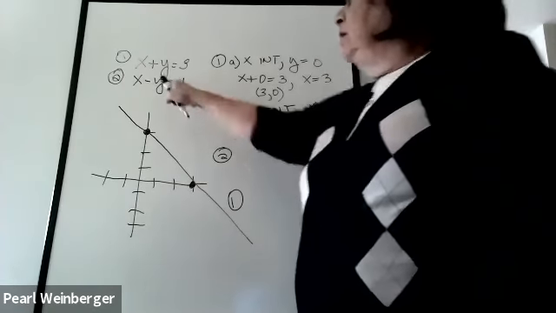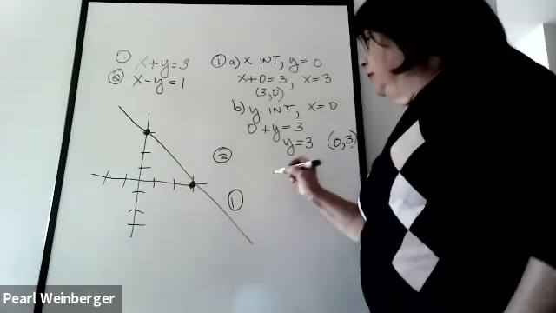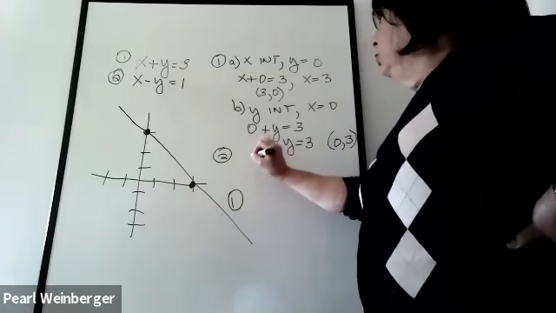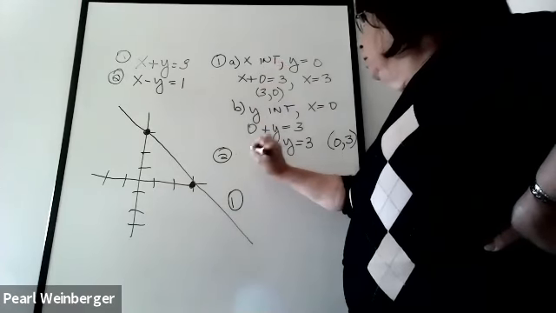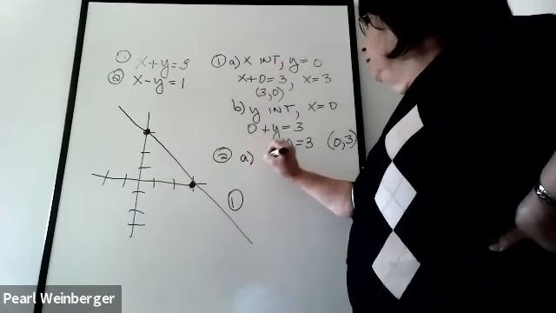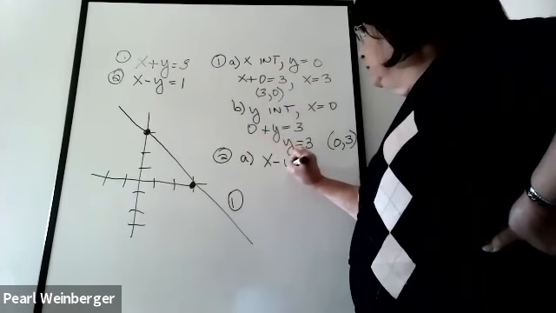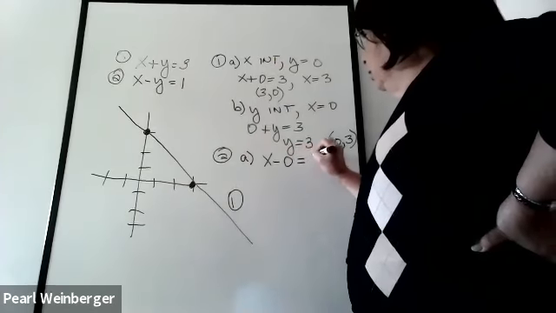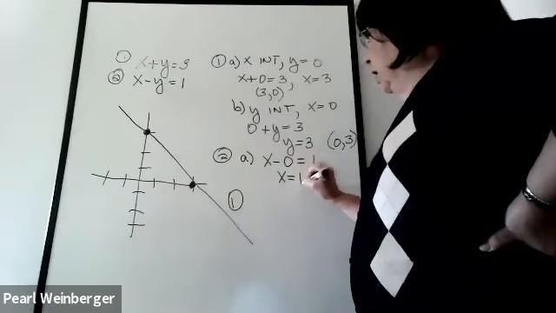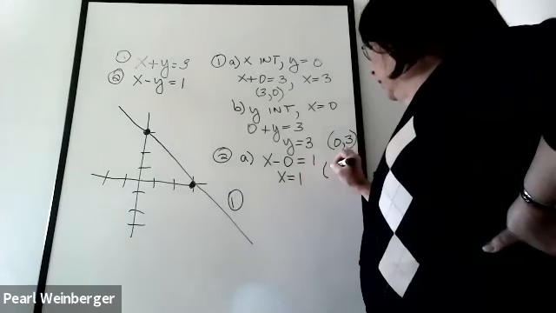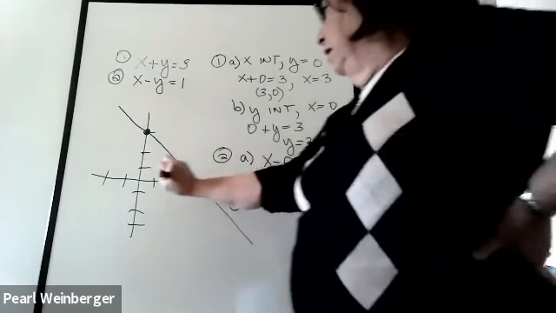Now we're going to go to line number 2. And again, it's in the standard form. Let's again use the intercept method. In line number 2, to find the x-intercept, we'll put y equal to 0, and we'll get x minus 0 equals 1. So x equals 1. The x-intercept is 1, 0, which is right here.